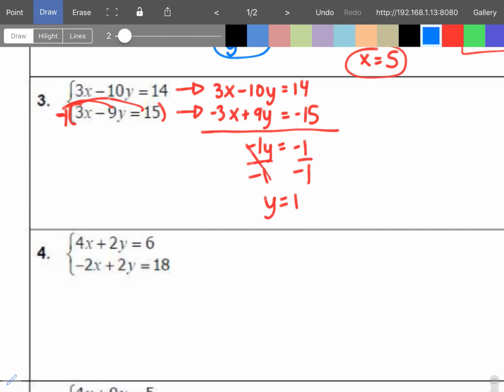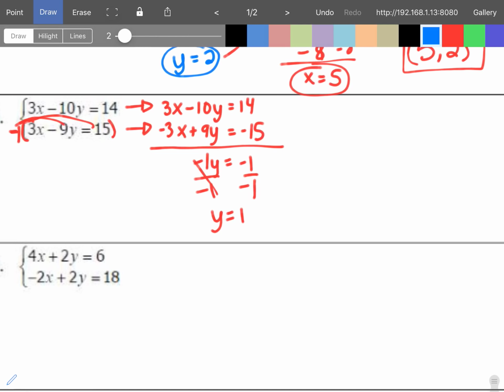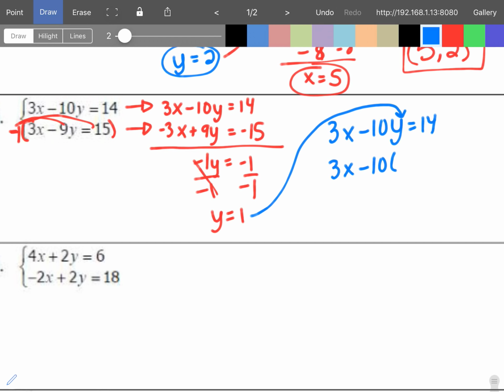Okay, what's the next step? Plug in. So I'm going to use my top equation. It doesn't matter which one you use. And I'm going to plug y equals 1 in for this. So 3x minus 10 times 1 equals 14. And I'm just going to solve for x.